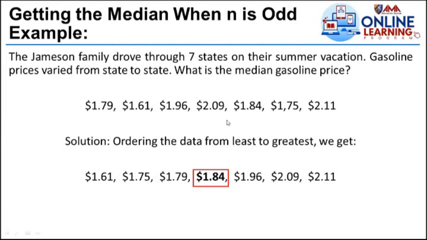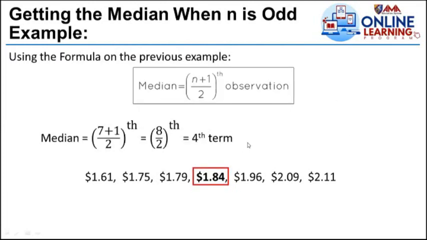Next, using the formula in the previous example, n plus 1 all over 2. So we have 8 divided by 2. We have the fourth term. So the answer is 1.84.